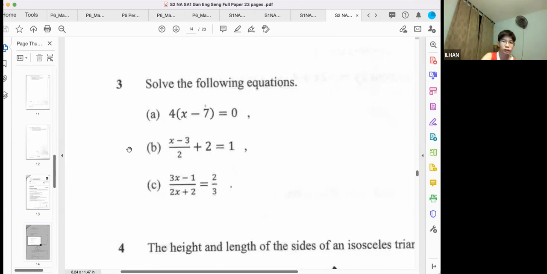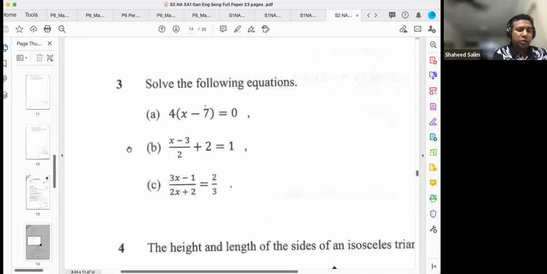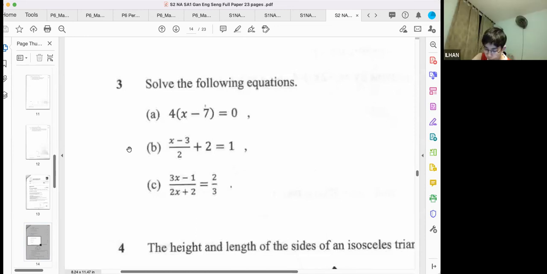Is the answer 7 for B? X equals 7. Well done. X equals 7. Okay. The next one. For A, right? 3A, right? Yeah. Okay.